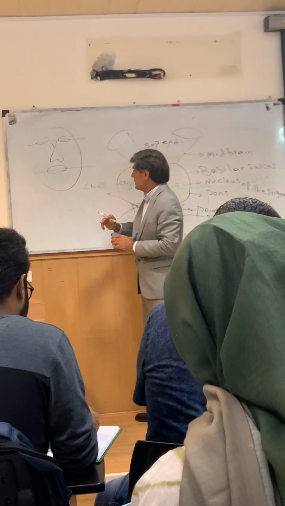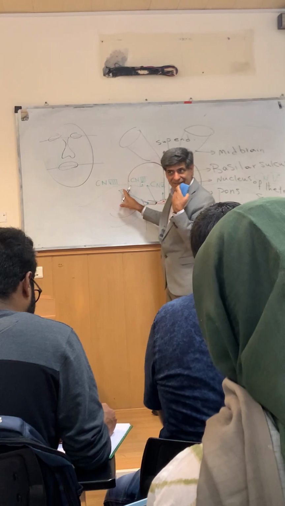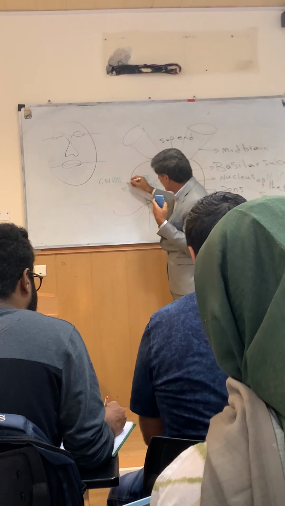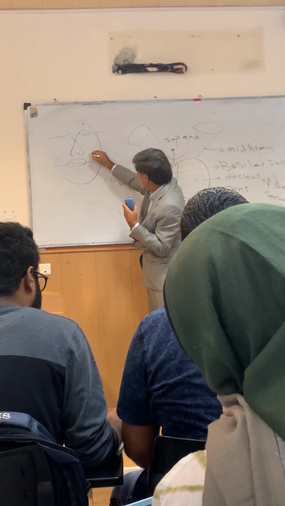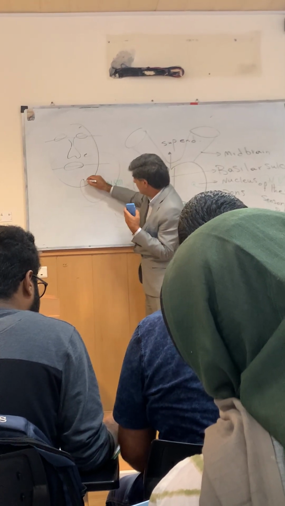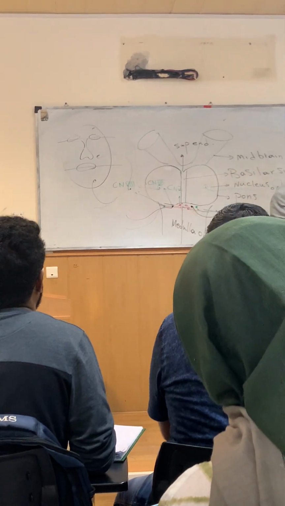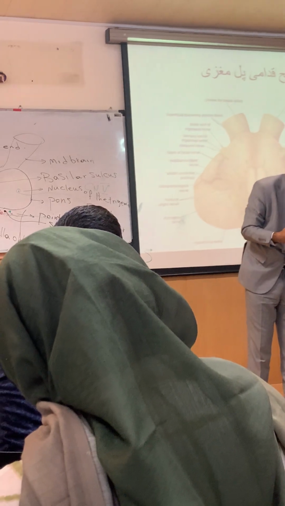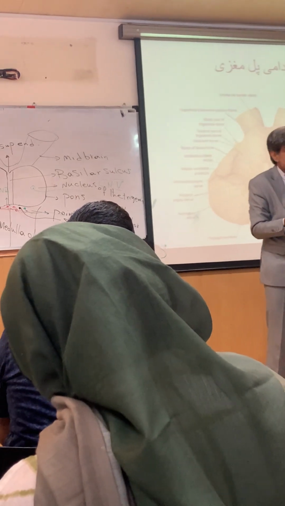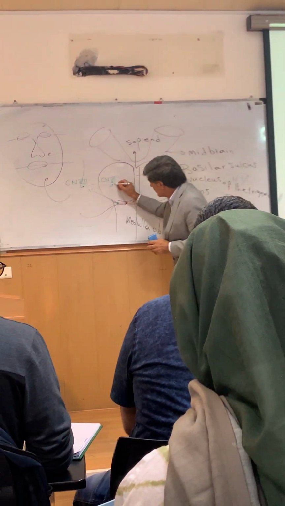Okay, this way, sensory face, skin, nerves supplied by trigeminal: ophthalmic, maxillary, and mandibular. All are skin of the face, nerves supplied by the trigeminal nerve, sensory nucleus, but it contains two nuclei.